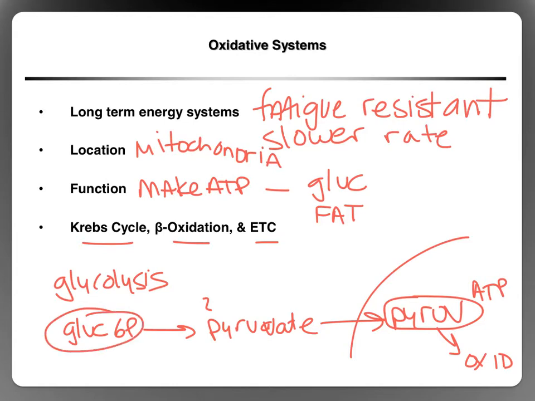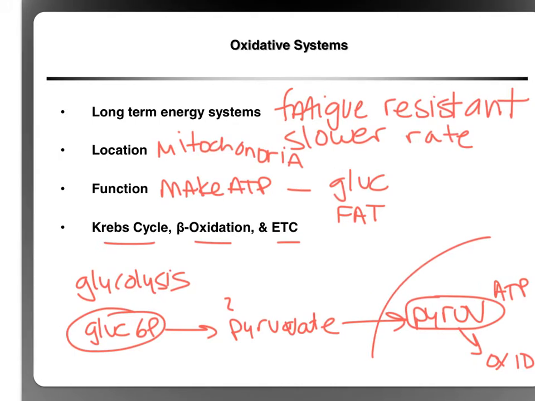So sometimes we say that we are making ATP from the further breakdown of glucose. Okay, so we're making ATP from glucose, but we're actually making ATP from pyruvate, which originated as glucose. And when we talk about beta oxidation, you'll see how the oxidative systems make ATP using fat.